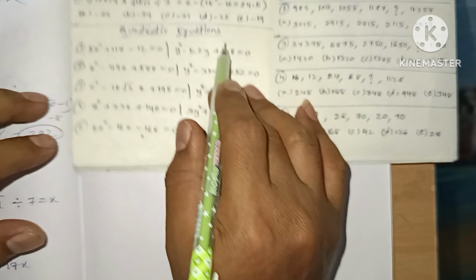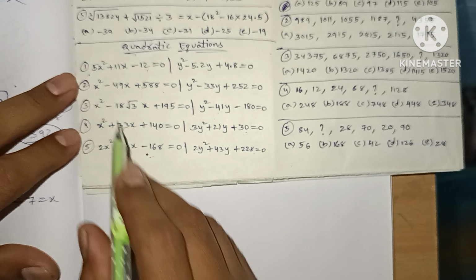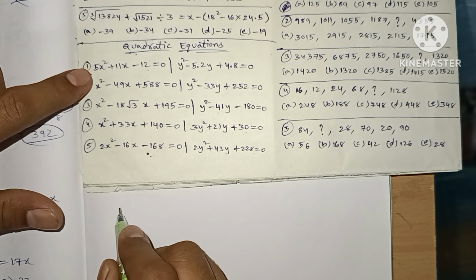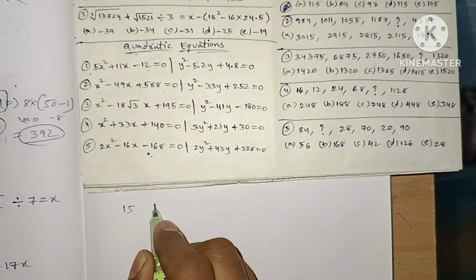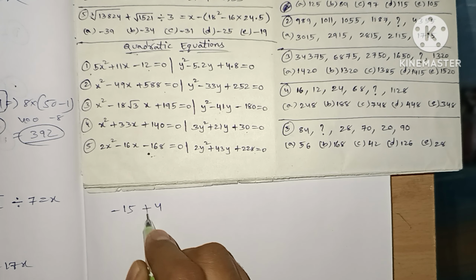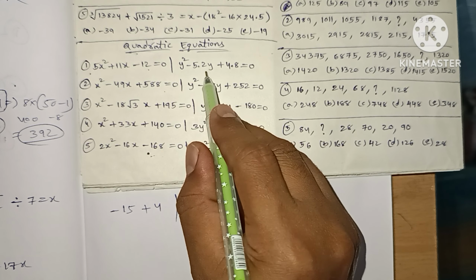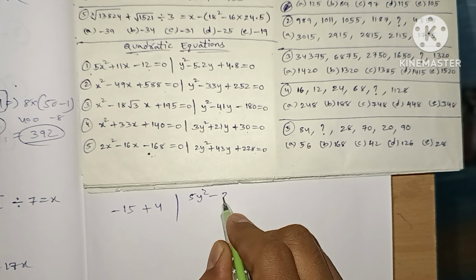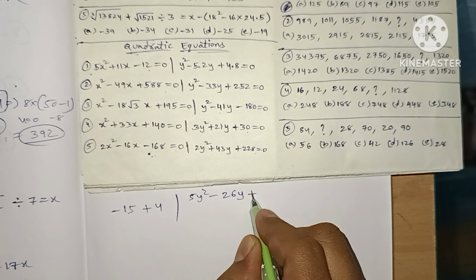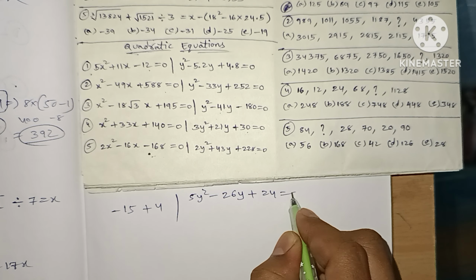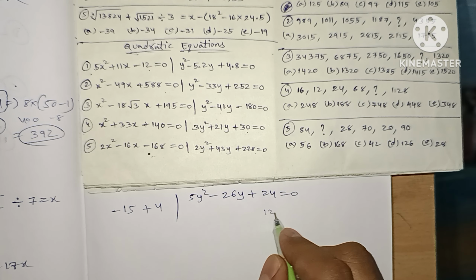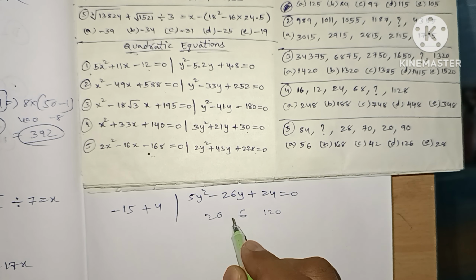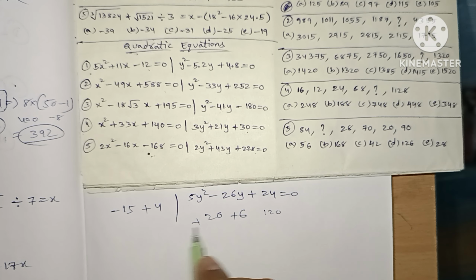Now we are going to see quadratic equations. Question number 1. This will be 5 12 times is 60 means 15 4 times. The roots are in negative and positive. Okay, here this will be multiplied with 5 y square is 26 y plus 24 equals 0. 5 24 times is 120. 120 means 26 times. So our roots are 20 and 6. Both the roots are in positive. By comparing these two, it is clear that x is lesser than y.